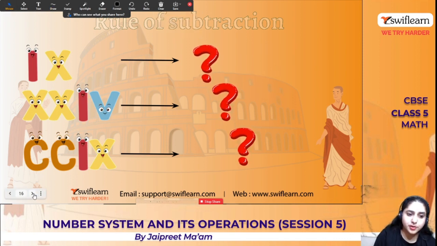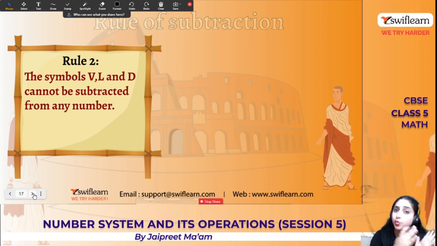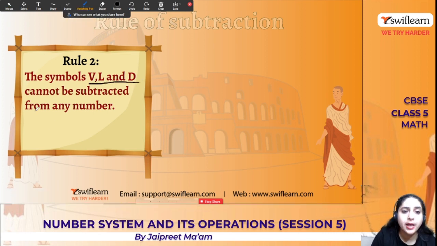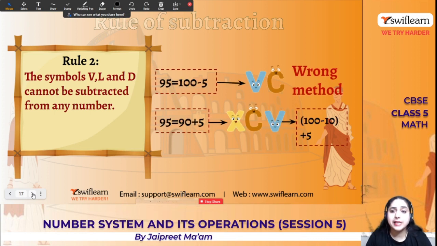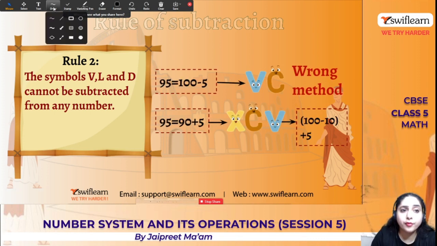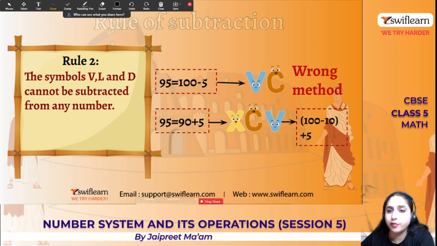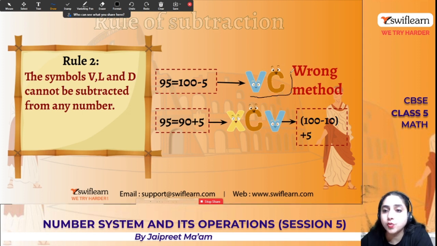Okay, so there are more rules in the rule of subtraction. That was rule 1. Now we will discuss rule 2. Now what is rule 2? Rule 2 is very simple. The symbols V, L, D cannot be subtracted from any number. It means that we cannot write V, L, D in the beginning before the larger value. For example, we can't write V and C. This is the wrong method. We can write C, X and V.